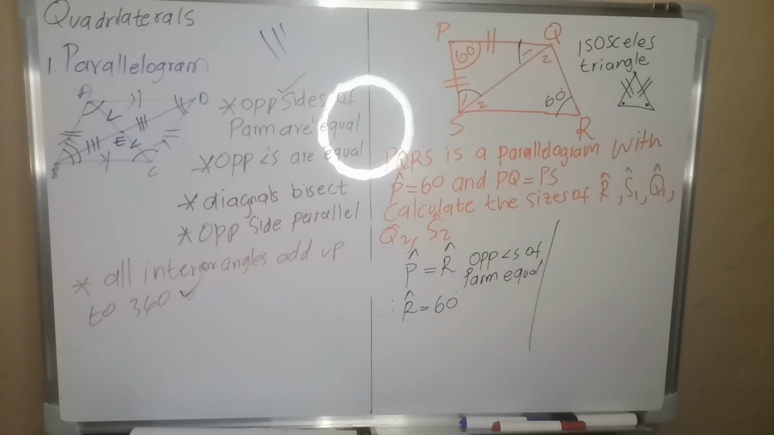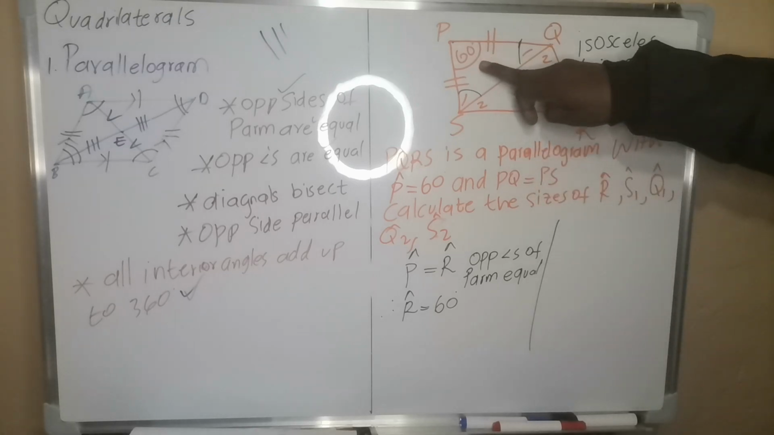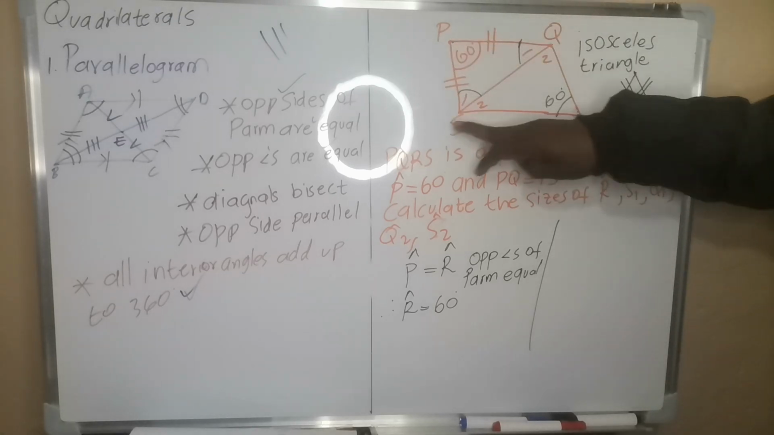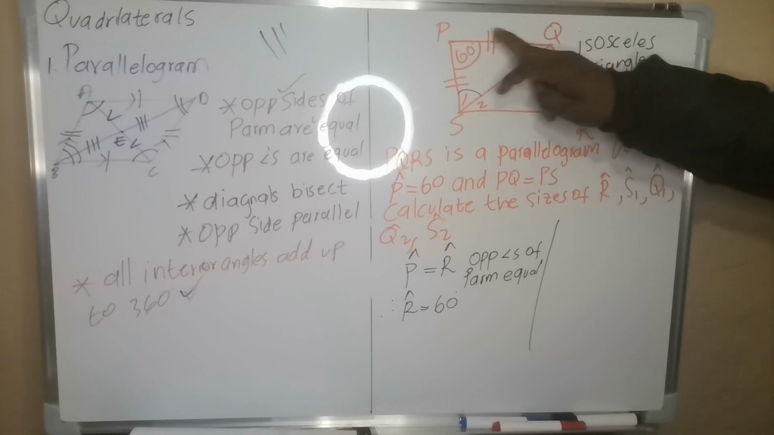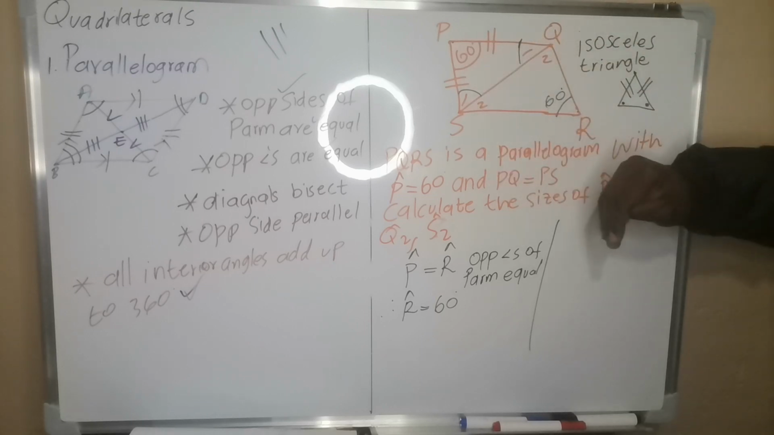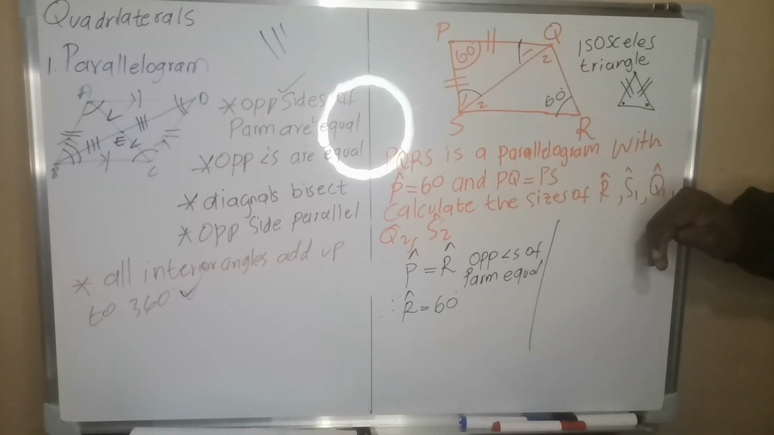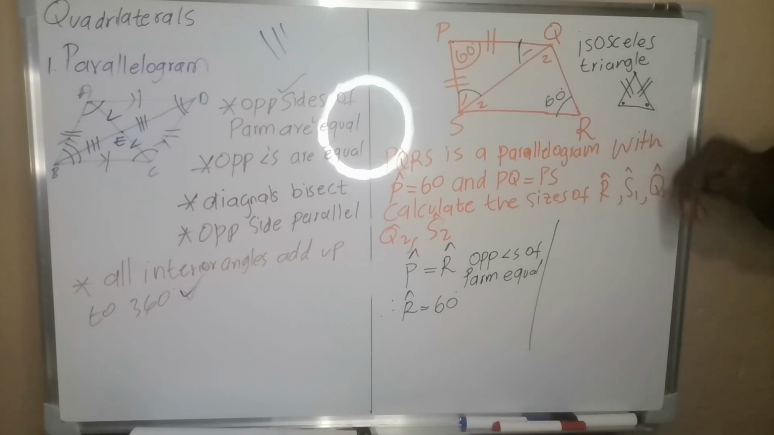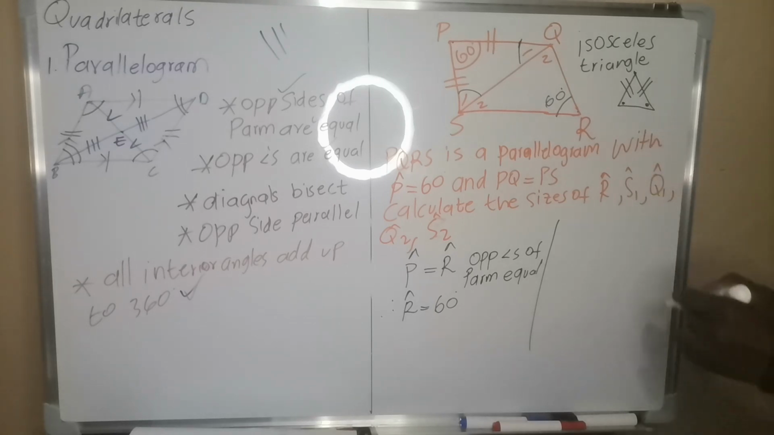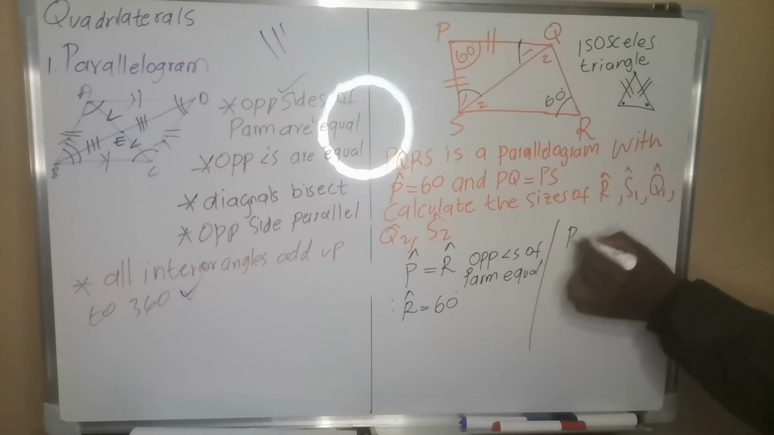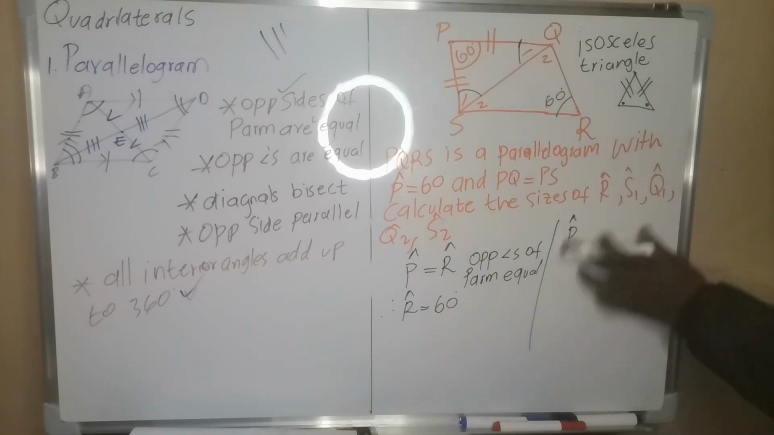Isosceles triangle. I hope you understand me, guys. If you have an angle inside an isosceles triangle, how will you find S1? You will say angle P, and here we see.